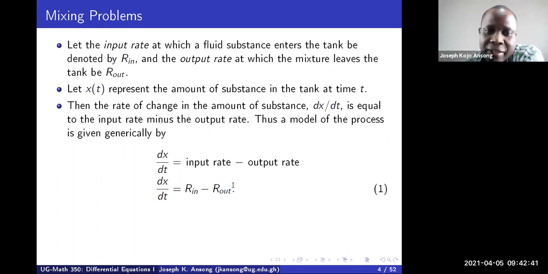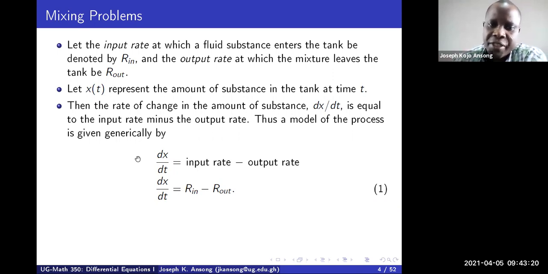So your task is basically, how do you find the input rate and how do you find the output rate? Of course, your input rate and output rate must be consistent with the units here. dx/dt has units of x, which is the amount, let's say kilograms, and dt here is time. So amount over time. The input rate has to be put in the same units. It has to be amount per time, and the output rate has to be the same so that each term of your equation or your model is dimensionally consistent. So you have to look out for that.